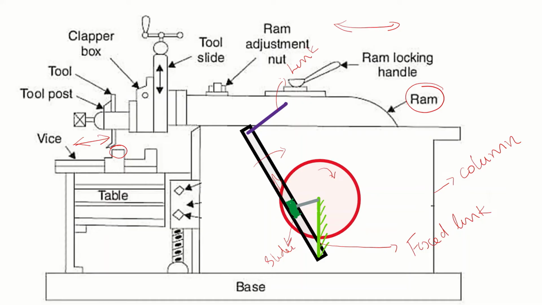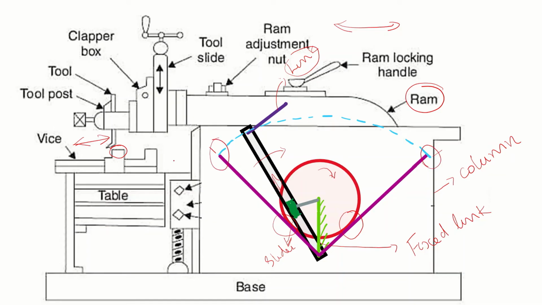But since the slotted lever is attached to the ram through this link, when the crank rotates, the slider moves up and down in such a way that the slotted lever will move between extreme positions. That means it will pull the ram to this side, and again to this side. So this is the movement. Here you can see this is the extreme position where the slotted lever can move to this side, and this is the extreme position to the left side. If I join these two, this will make a tangent to the crank. So these are the extreme positions.